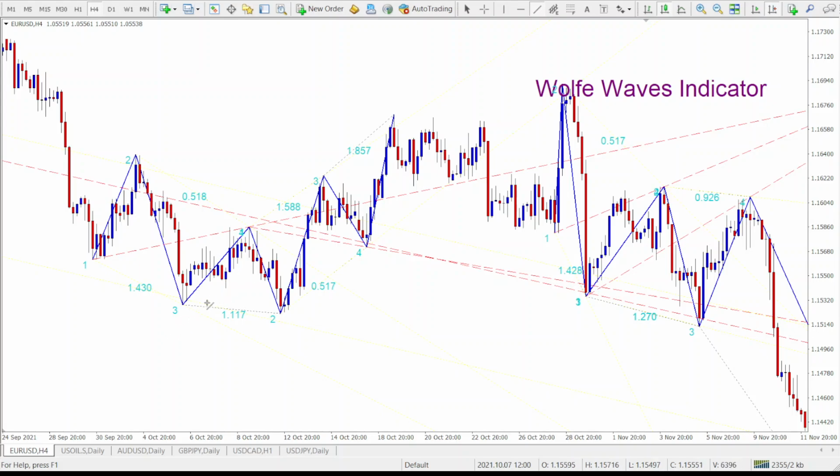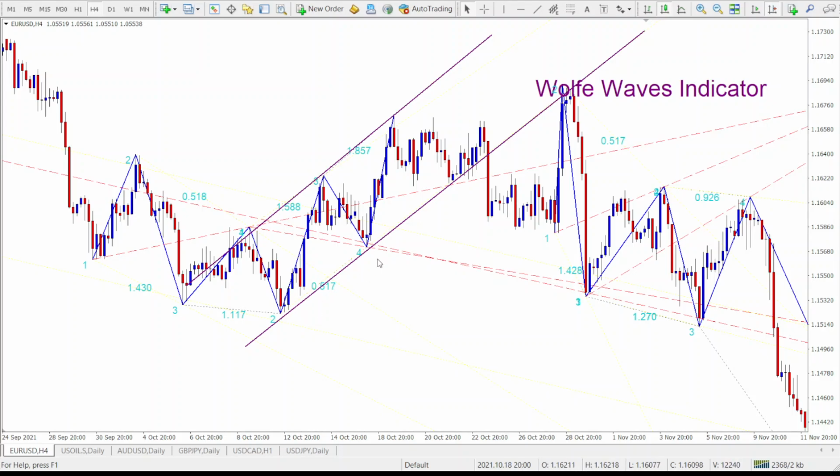Let us keep things balanced. Let us look at both a buy trend and a sell trend. So we can see that this is a buy trend. We can see that we got a wave 1, a wave 2, a wave 3, a wave 4.